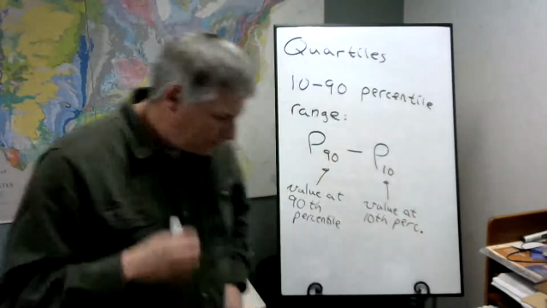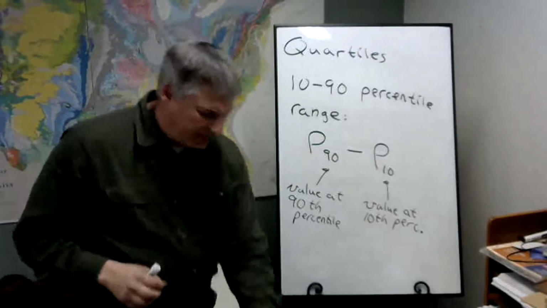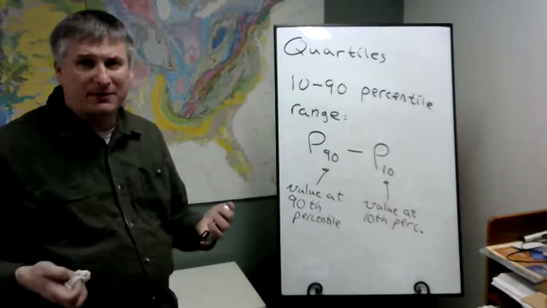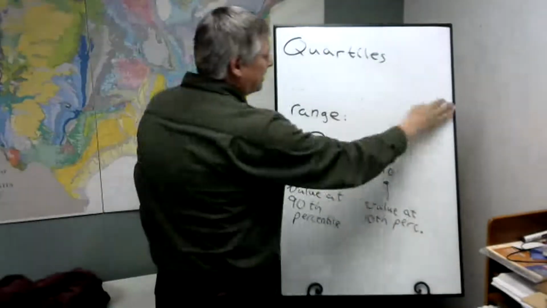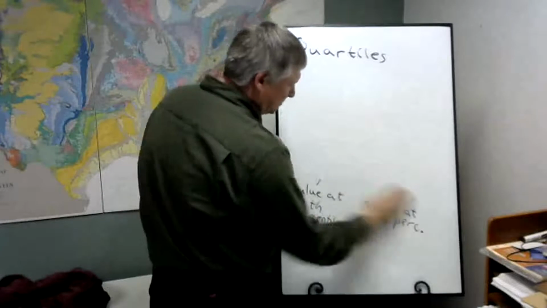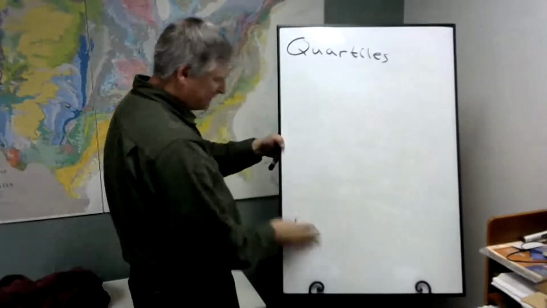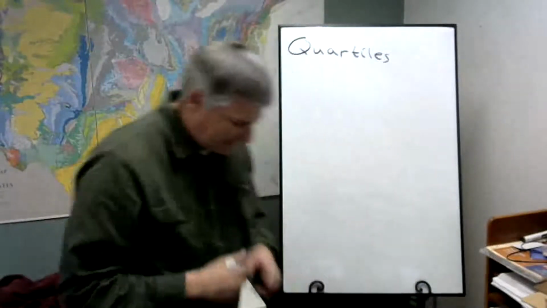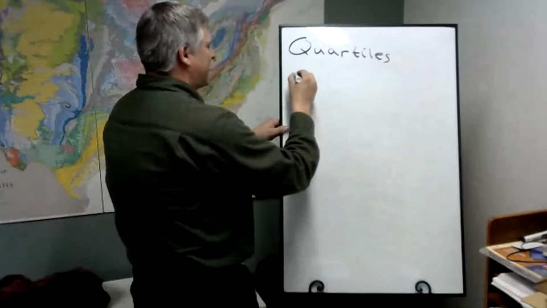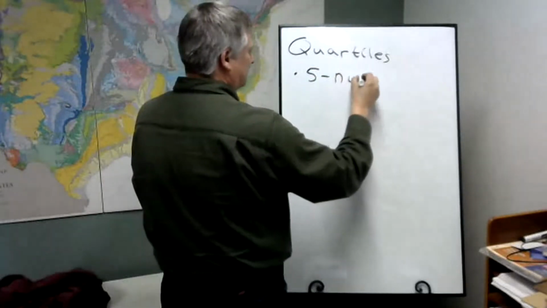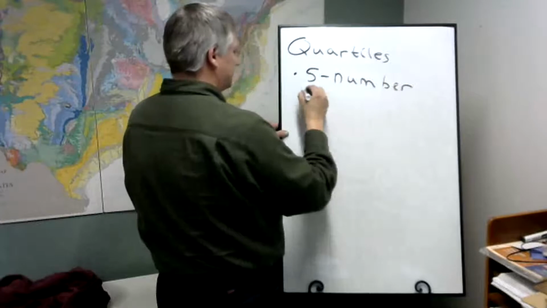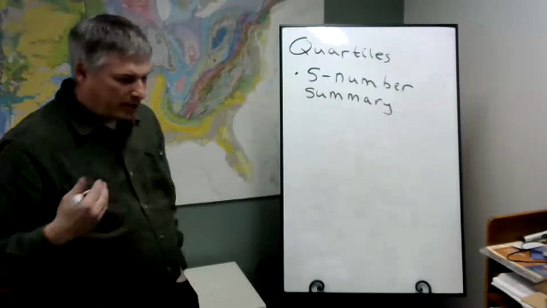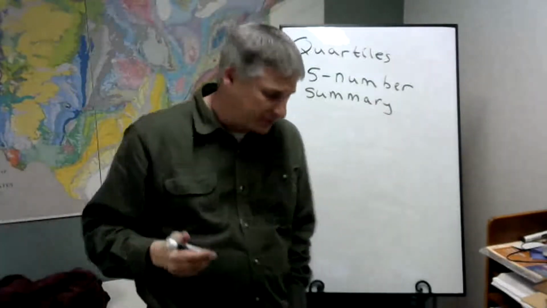Now, why do we want these? Well, what we do with them is we use them to come up with a summary of the data. We were talking about earlier with histograms, it's a way of picturing the data. And this is another way of doing that. It's just kind of a slick way. And what we call it is the 5-number summary. We just quickly represent the data using 5 numbers.